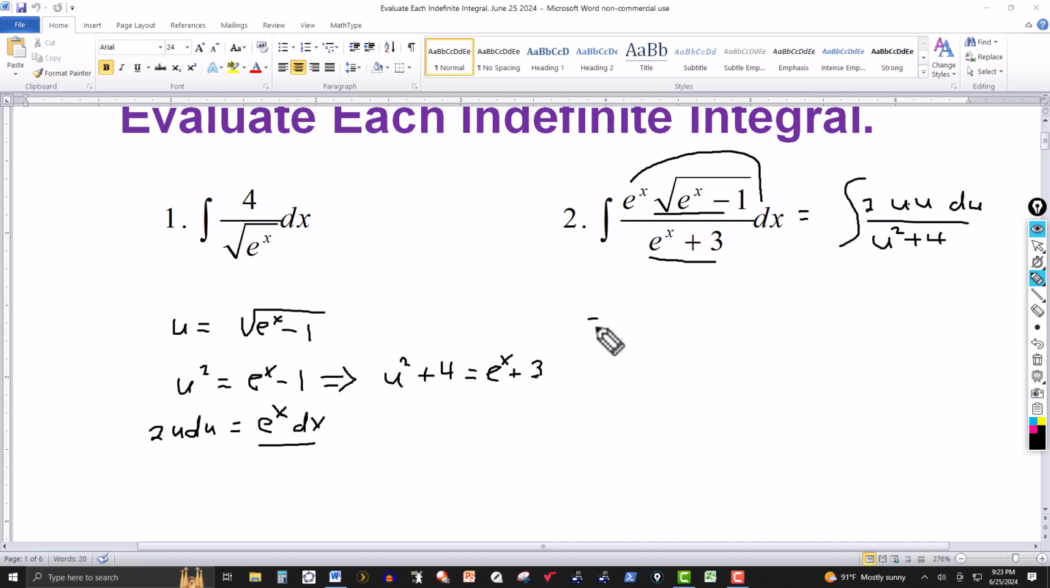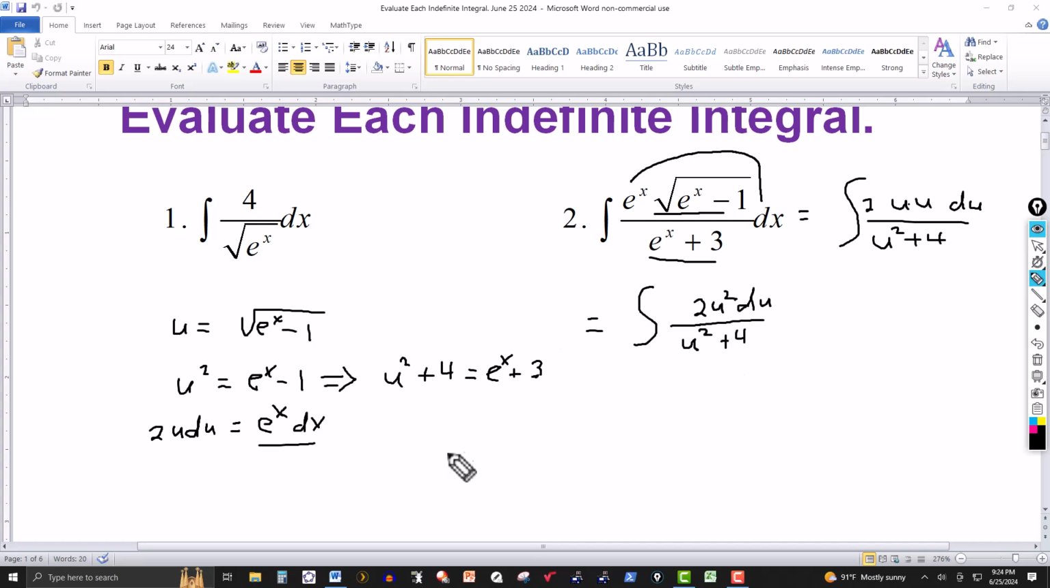And we have the integral. Let's just multiply this out. 2 and then u times u. So this will be 2 u squared du over u squared plus 4. Now this has to look at partial fractions because you have a rational expression here for the integrand, but it's not in simplest form, so I'd have to reduce it here.